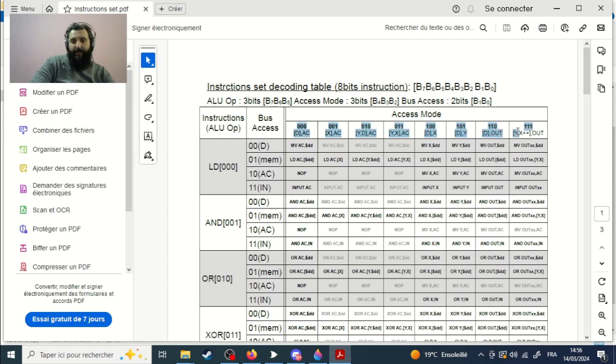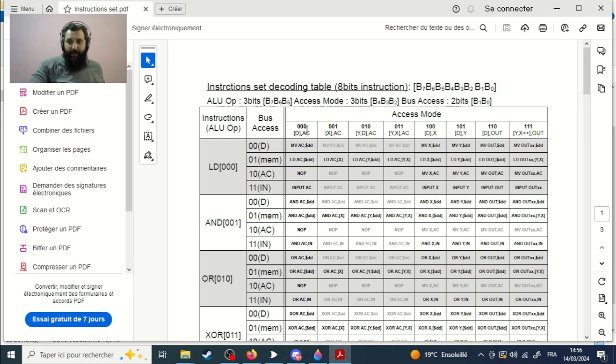Each instruction has 8 addressing modes. The definition of addressing mode is how the instruction will use the data. There are different ways to use the data. For instance, I will explain that later, but for instance, this addressing mode uses the IC. IC is what we call the accumulator register. I will explain that later. And you use the address of X. X also is a register. I will explain that later.